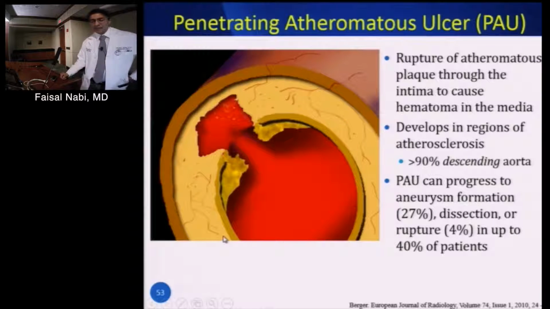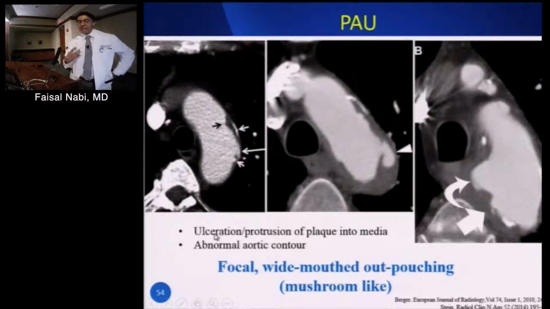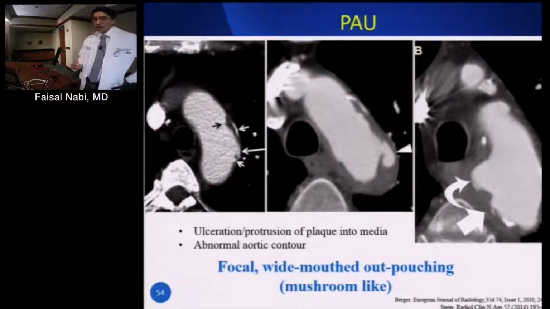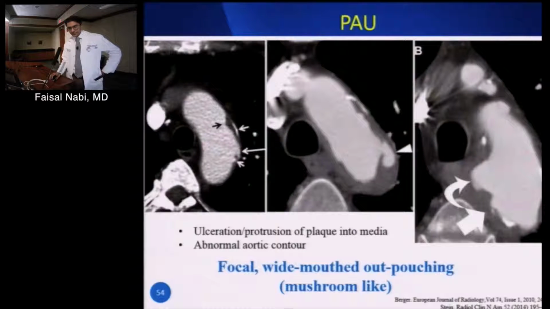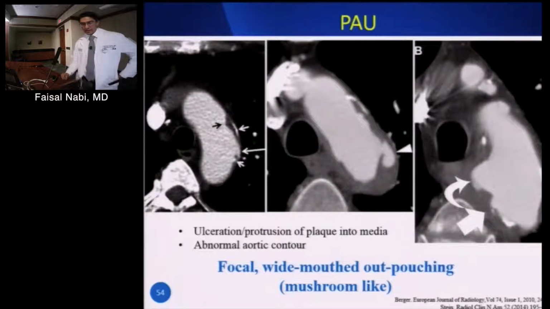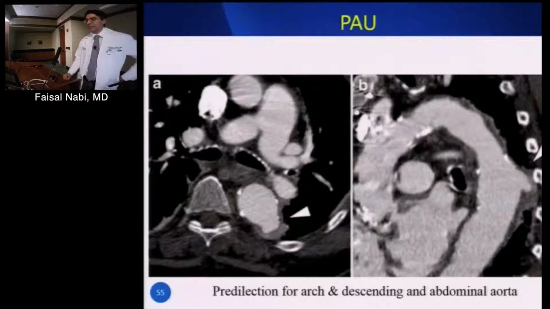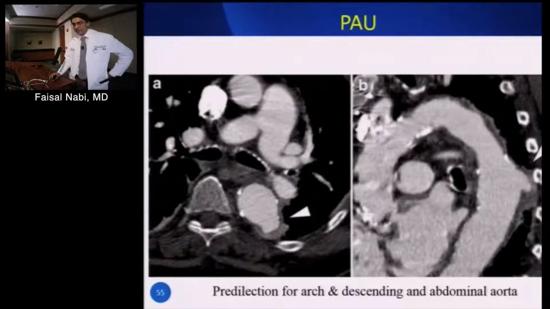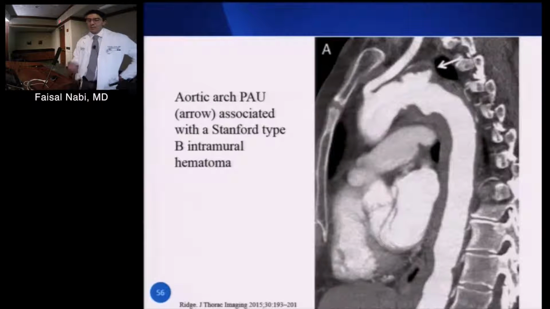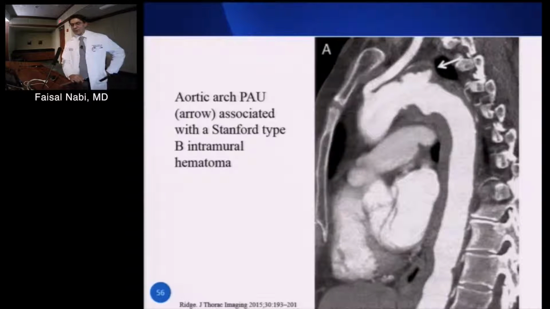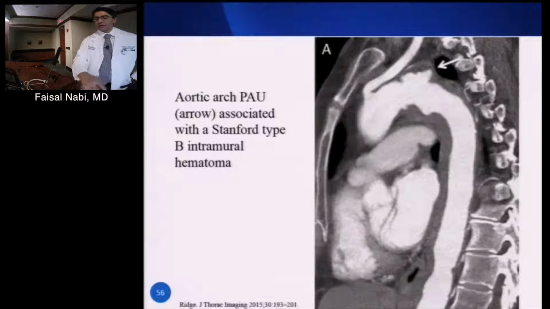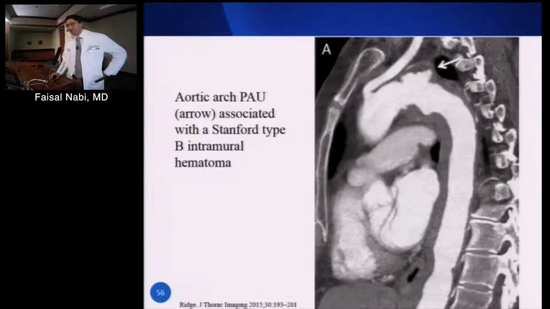And so here are examples. Again, you see atherosclerosis in each of these images, followed by a mushroom-like outpouching of the wall. Okay, and here's another one. Again, notice its predilection is in regions of atherosclerosis, such as the descending thoracic aorta. And here was an interesting case where you had a penetrating ulcer, and although the tissue intensity doesn't show it well here, you had an associated intramural hematoma going down the descending thoracic aorta.